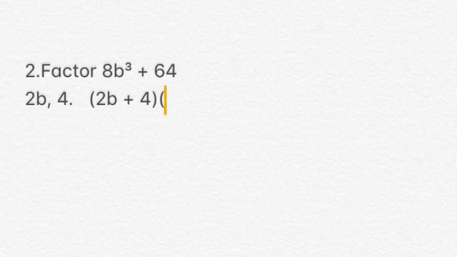And for our second factor, the square of the first term, 2b squared, is 4b squared. Then we're going to subtract the product of 2b times 4, which is 8b. So minus 8b. Then we're going to have the third term as the square of the second term of the first factor. 4 squared is 16. Okay, so this will be our answer.